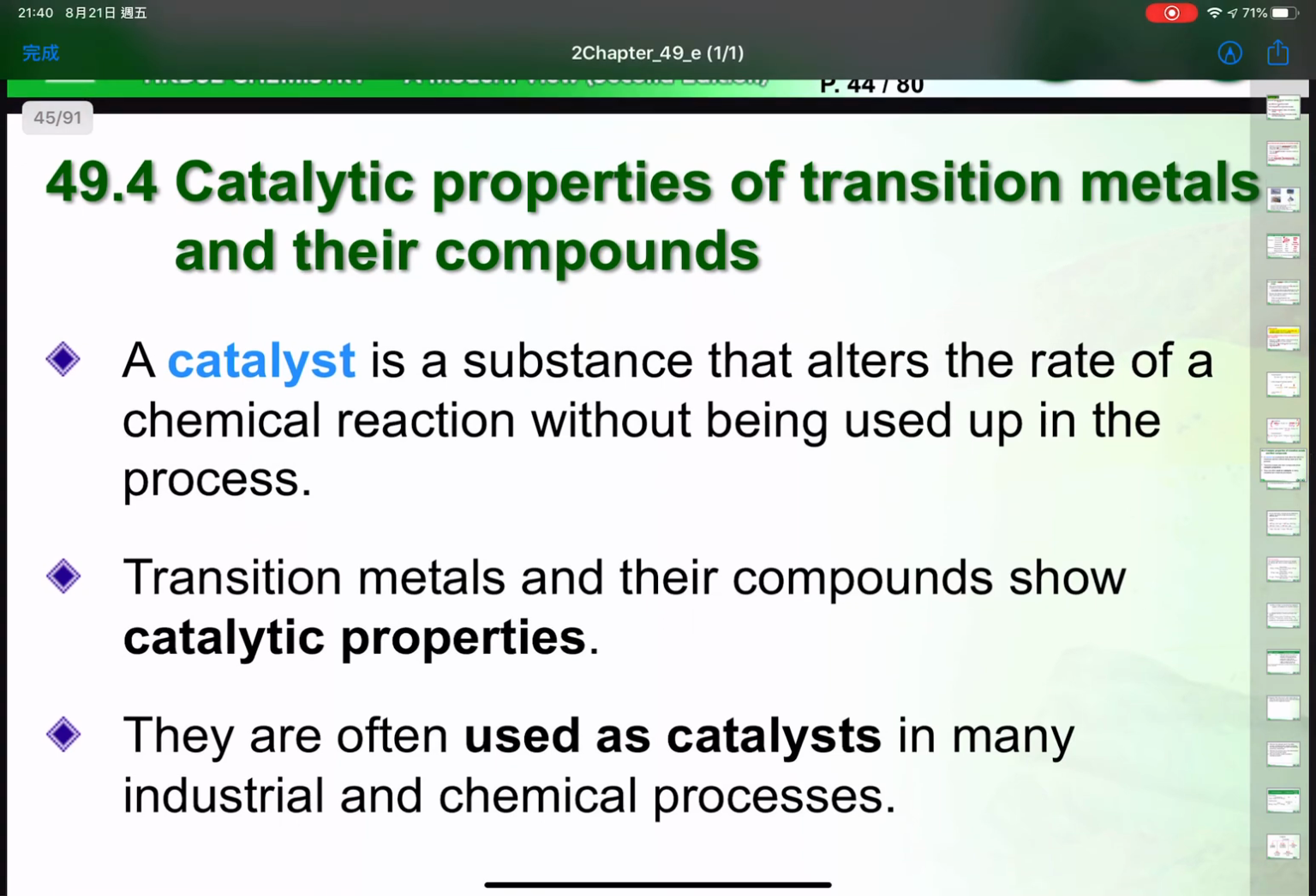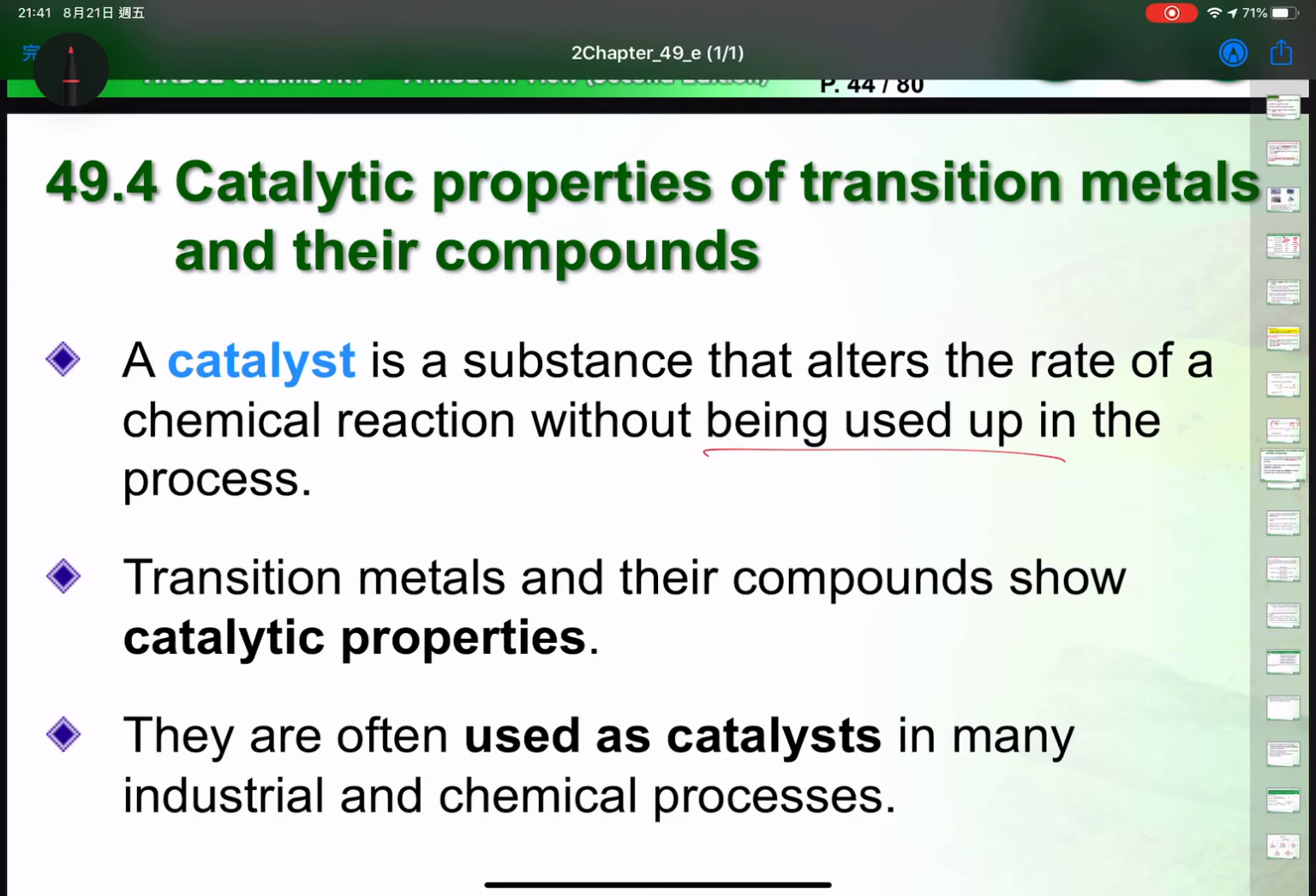Catalytic properties of the transition metals and their compounds. Actually, transition metals can be catalysts. But how can they change the rate of reaction without being used up? They never get used up. They just change the rate of the reaction. Remember, they can speed up or slow down the reaction. But mostly, why do people use catalysts? Because they want to speed up the reaction.